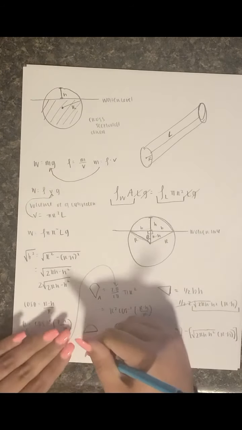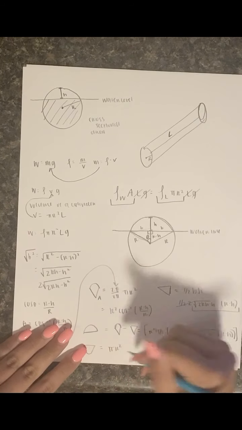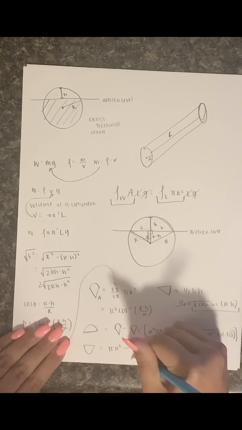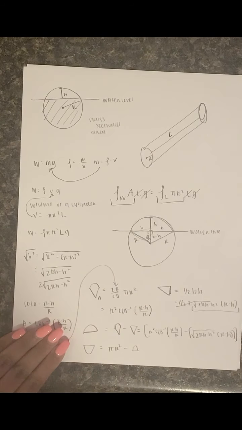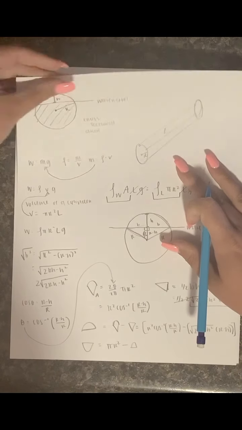And so if you're looking for the underside there, you know that the area of a circle is pi r squared. You have pi r squared minus the top part. So we're going to start on a new sheet of paper for this next part.